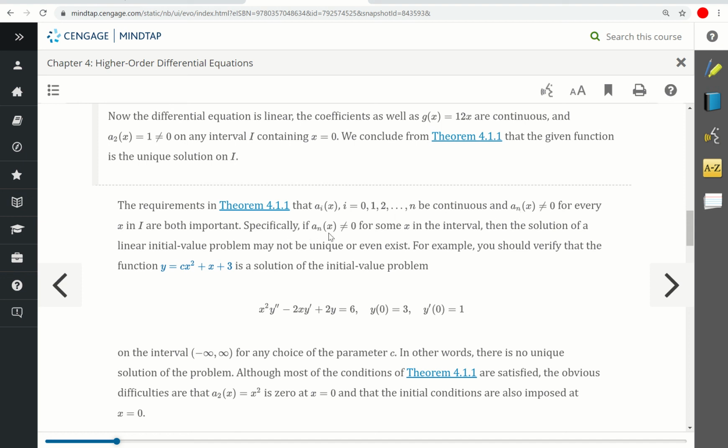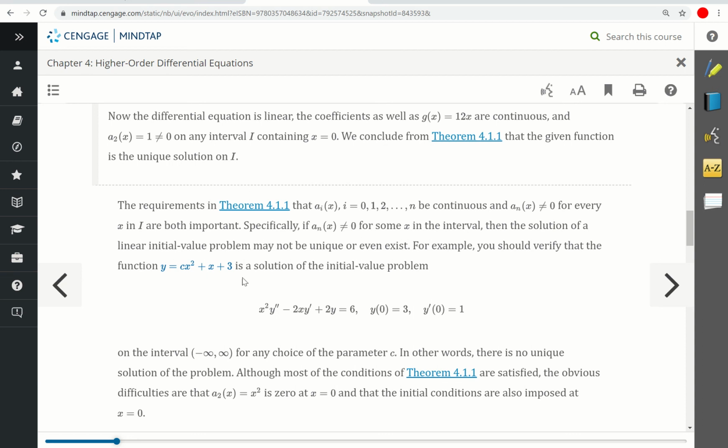Specifically, if the lead coefficient a(n) of x is not equal to 0 for some x in the interval, then the solution of a linear initial value problem may not be unique or even exist. Okay. And actually this is a typo. It should say if the coefficient is equal to 0.